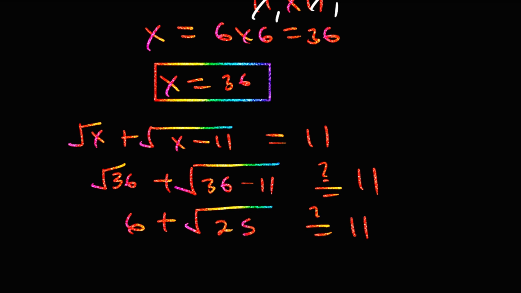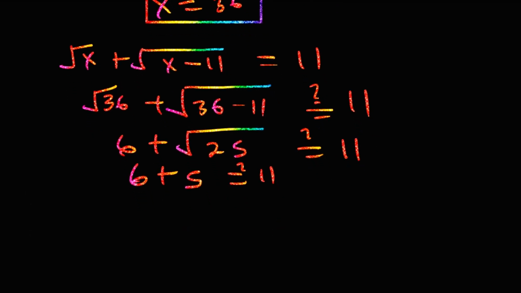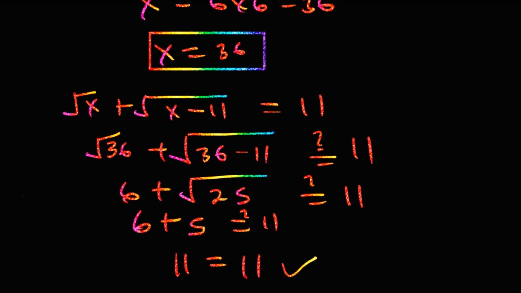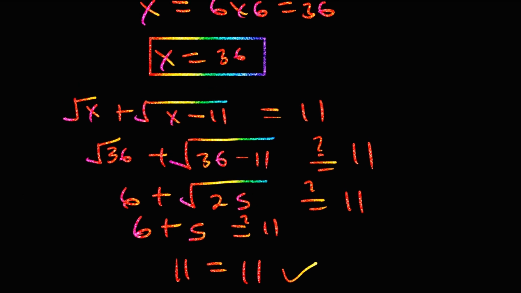And is that really equal to 11? So 6 plus the root of 25, which is 5, is that equal to 11? So you have 6 plus 5, 6 plus 5 is 11, and that is what we have on the right hand side. So therefore our value for x is actually 36.